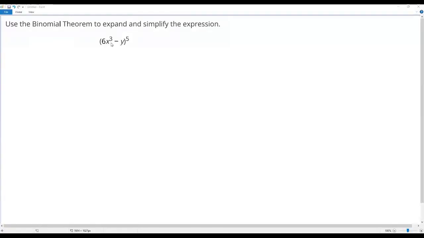Here we have a precalculus problem. Okay, let's go to the question. Use the binomial theorem to expand and simplify the expression (6x³ − y)⁵. So we have to expand this binomial and simplify.